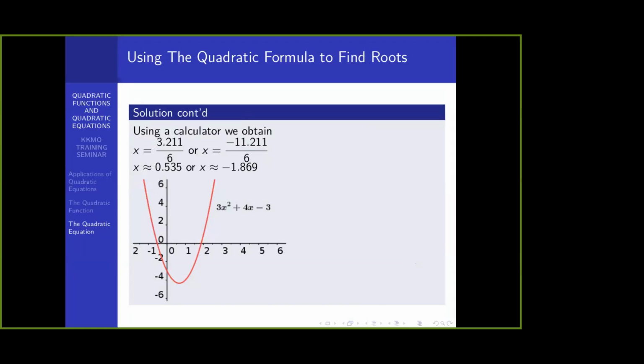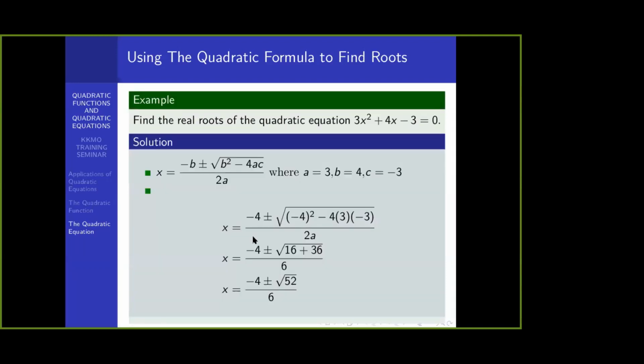And we can sketch the graph. It has two roots. One is negative, and the other one is positive. And it will face upwards because the value of a is 3, and 3 is a positive number.